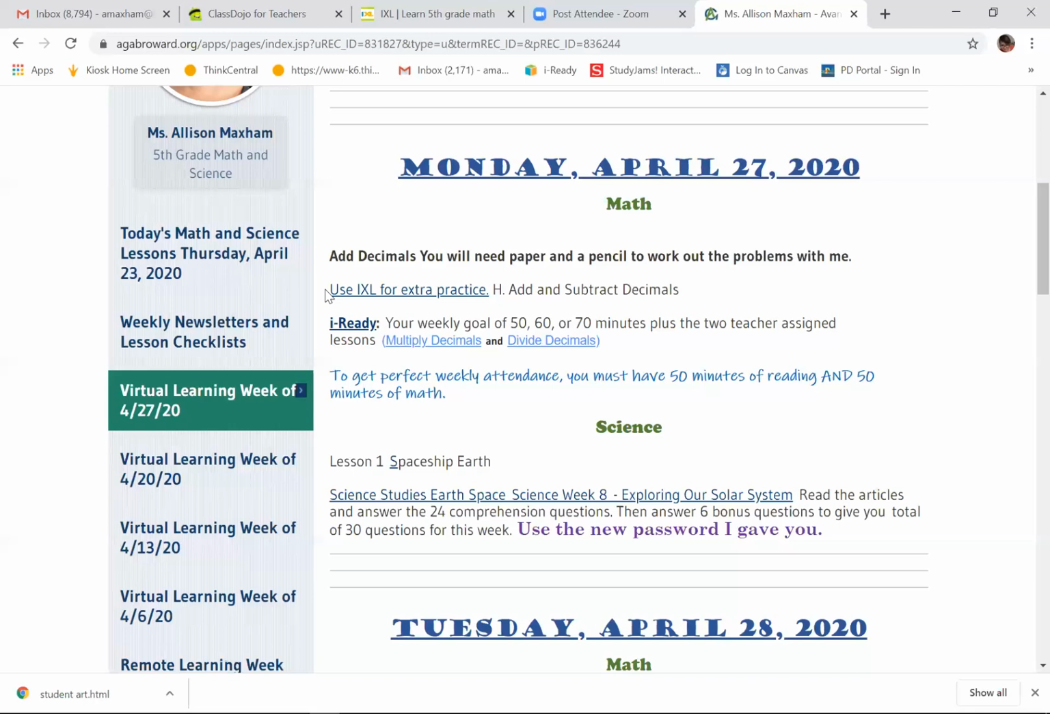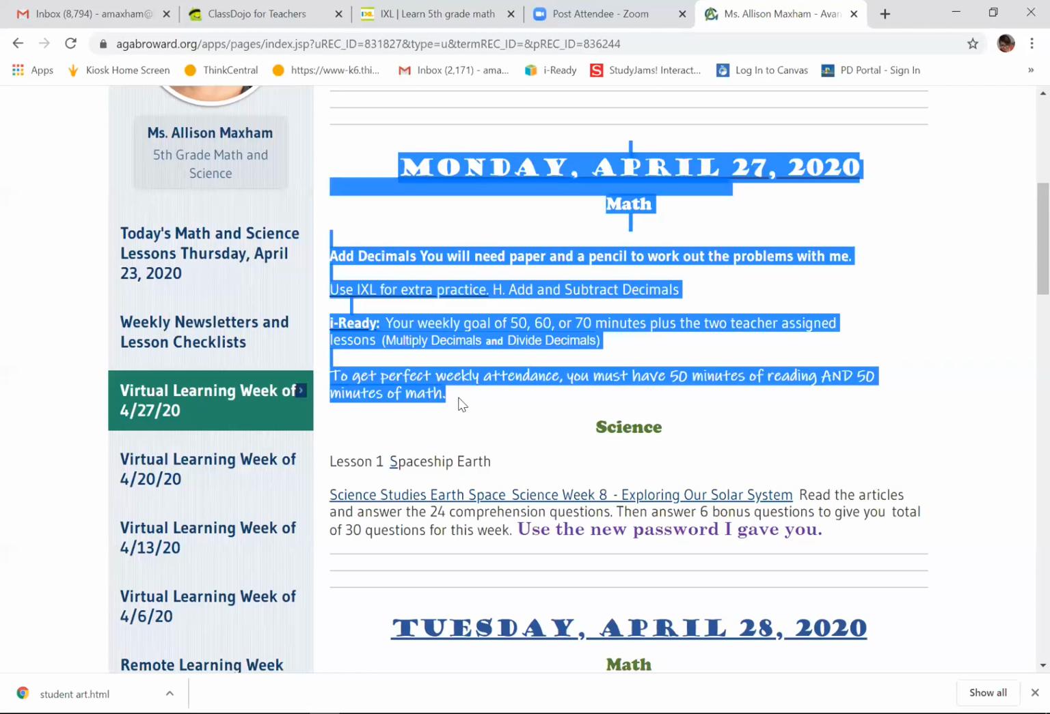Now, Sean from my homeroom, he does anywhere between 7 and 13 hours a week of iReady math, just iReady math. So he's really catching up. Now he does that, plus he's doing the 2 that I assigned. That's really important. You have to do the 2 that I assigned, and then you can do extra on top of that, okay? And it says here, to get perfect weekly attendance.